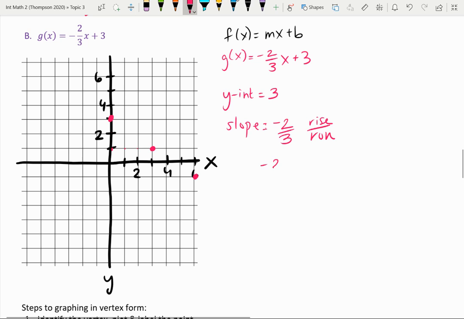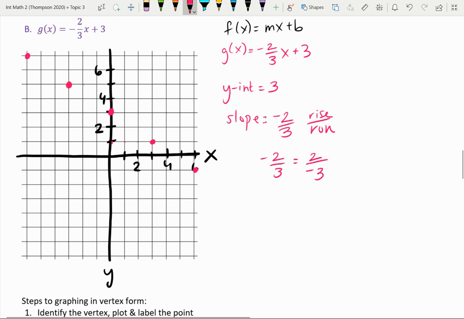Now, negative 2/3 is the same as a positive 2 on top and a negative 3 on bottom. So from my y-intercept, I could go up 2, left 3, and you'll notice that that lies on the same line. You only need 2 points to make a line. I like to use 3. When I'm drawing on this device, I use all of them because it's not quite as easy to get straight.